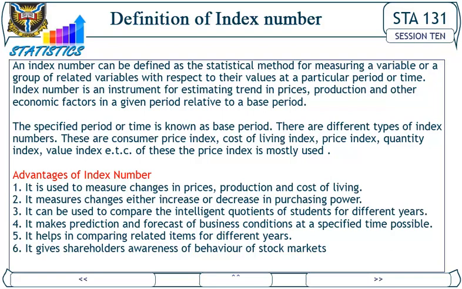Advantages of index number. 1. It is used to measure changes in prices, production and cost of living. 2. It measures changes, either increase or decrease, in purchasing power. 3. It can be used to compare the intelligence quotient of students for different years.